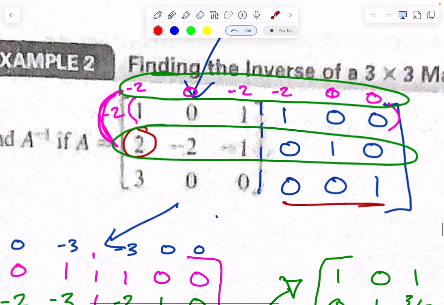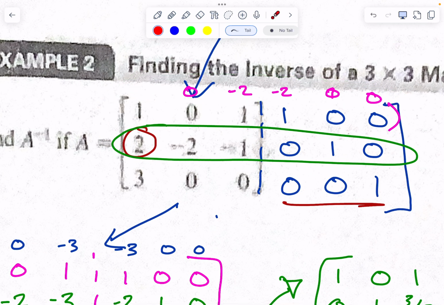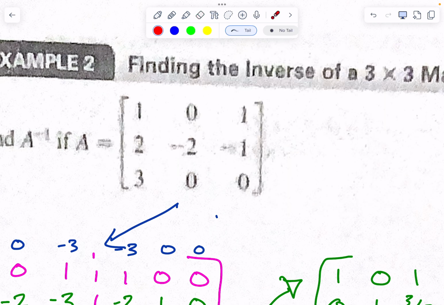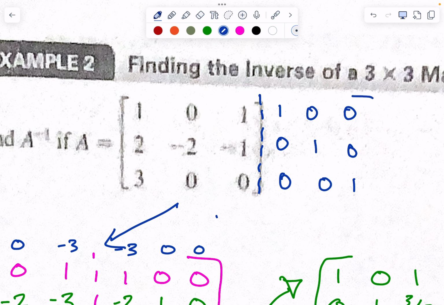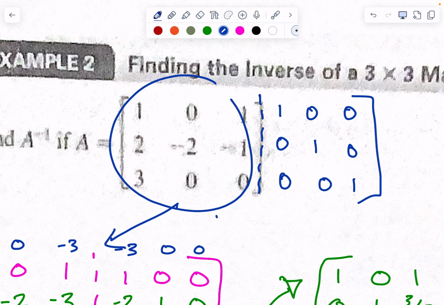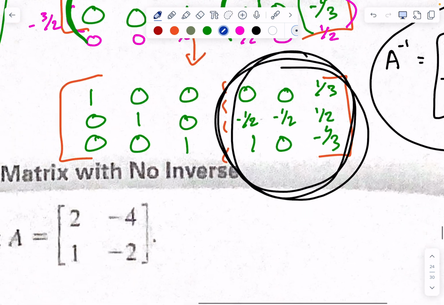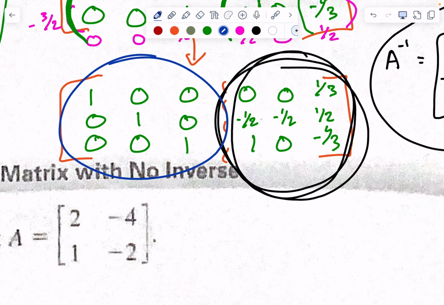Where we took the original matrix, and to find its inverse, we augment it with the identity matrix, which has diagonal ones and everything else is zeros. Then we did all the reduced row echelon stuff to try to get this side to be 1, 1, 1 with all the other zeros. As soon as we get to that point, this side is the inverse.